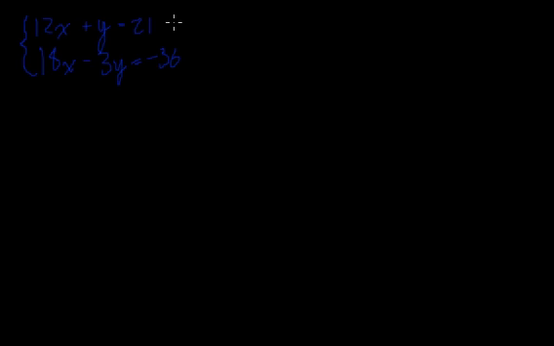So, to isolate y, I always draw this arrow to make note that I'm using this top equation. Let me bring this equation over. 12x plus y is equal to 21. We subtract 12x from both sides, and we have the value of y.